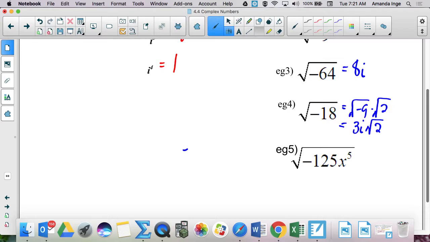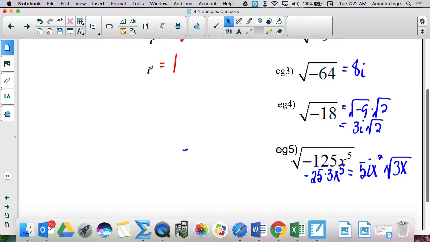On the next example, this is the square root of -25 times 3x to the 5th. So what would we get? We would get 5i square root of 3, then x squared, and x. We have 5i x squared square root of 3x.